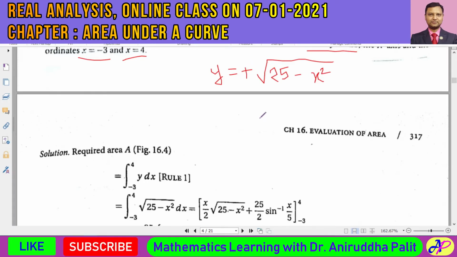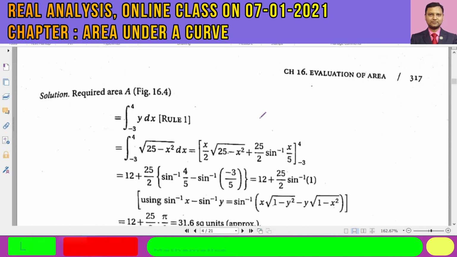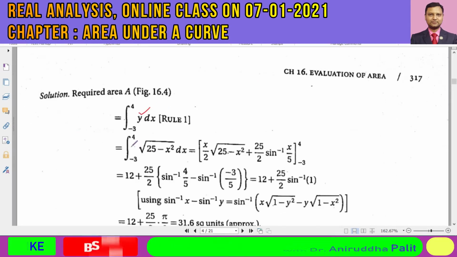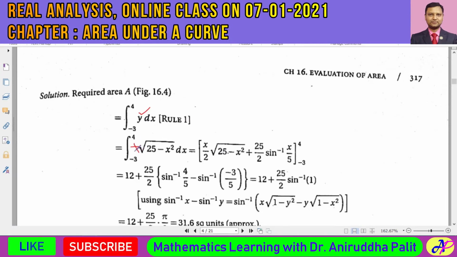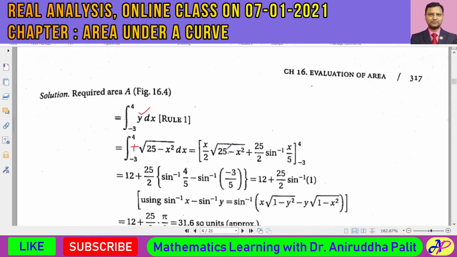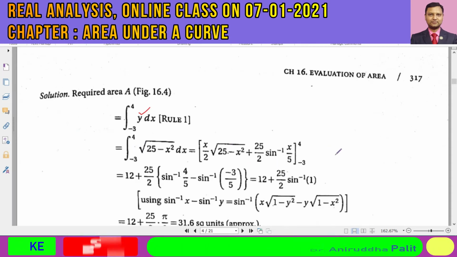We will have to neglect minus root over of 25. And as you can see, in place of y over here, only plus root over of 25 has been given in place of minus. Only plus root over of 25 has been written over here. Got it? So you have to be very careful about all this portion.